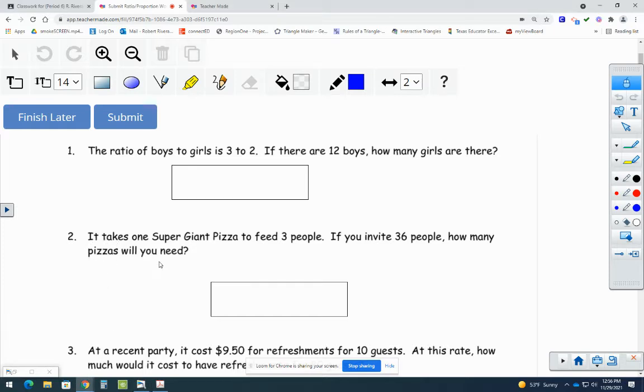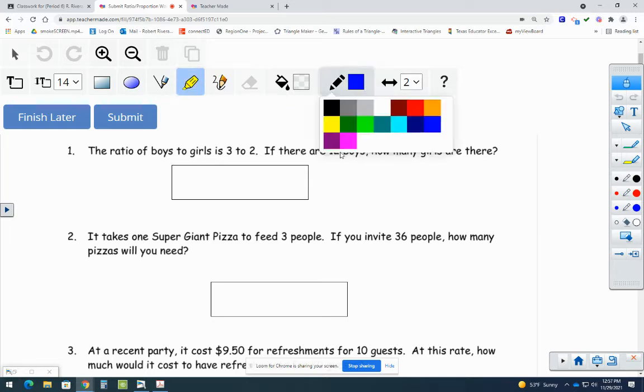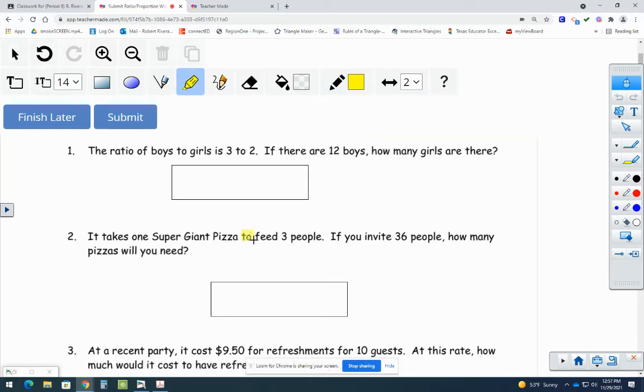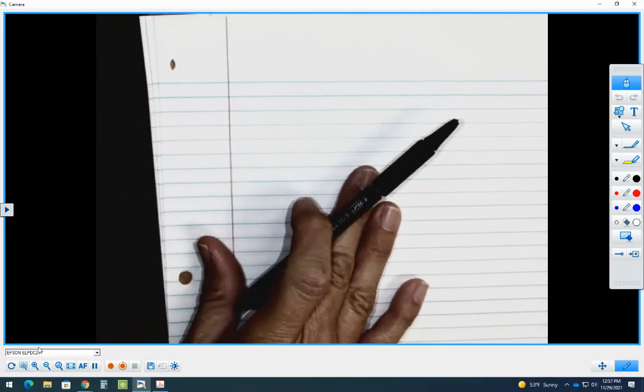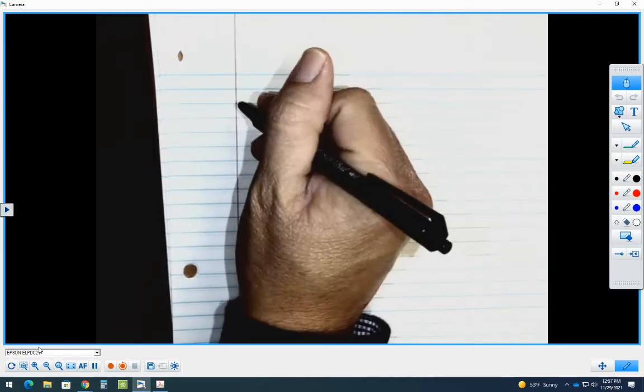It says it takes one super giant pizza to feed 3 people. If you invite 36 people, how many pizzas will you need? So quickly I noticed that it's one pizza to 3 people. So that is called a ratio. Okay, so once I notice that this is a ratio, I can go to my paper. Or I want you to do it on your journal. I'm doing it on paper because the journals I use them in class with you all.